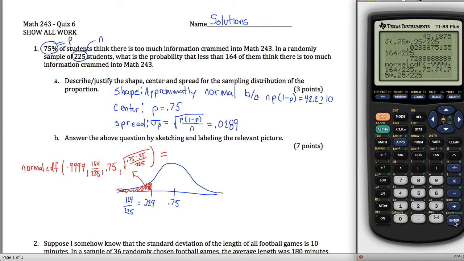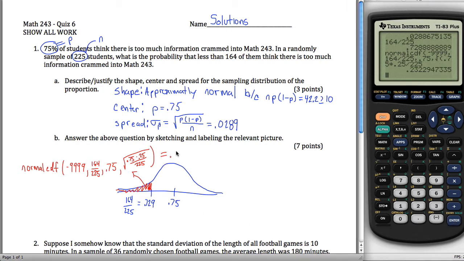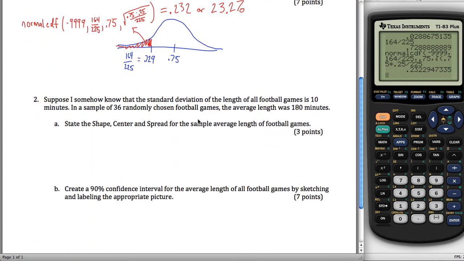And if I hit enter here, if I got everything in there right, it looks like I do, it'll give me this area, which it's telling me is 0.232, or 23.2%. So to answer the above question, this area is 23.2%. Done. All right, next part.